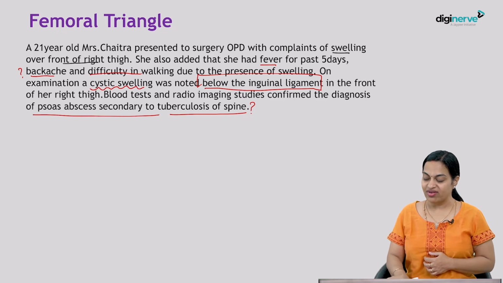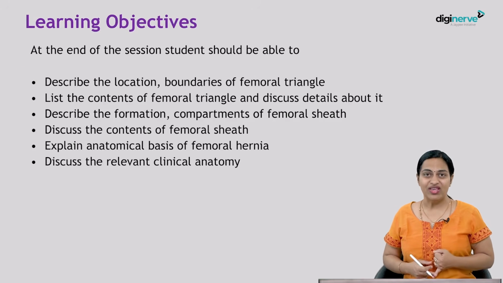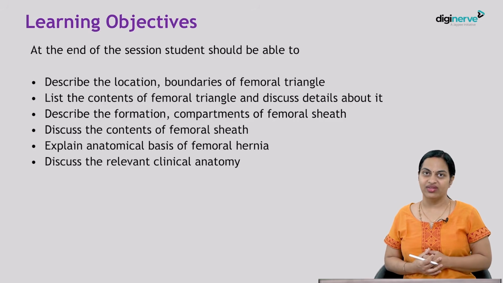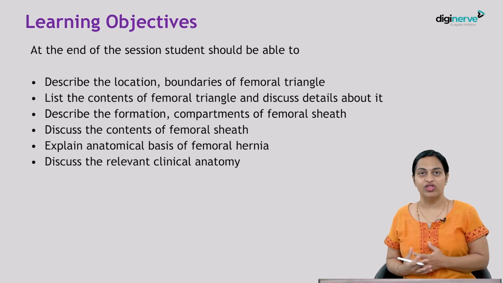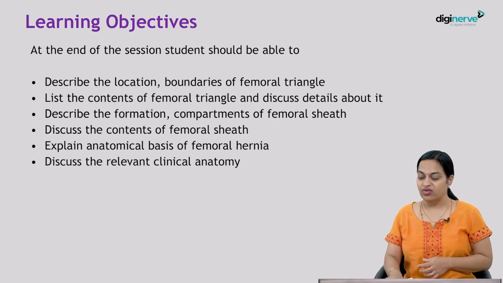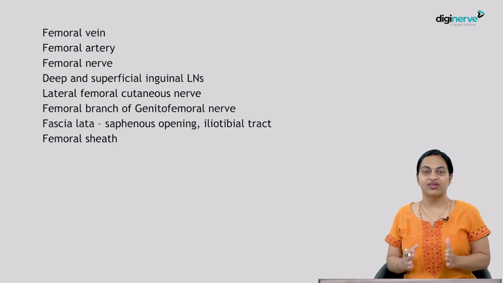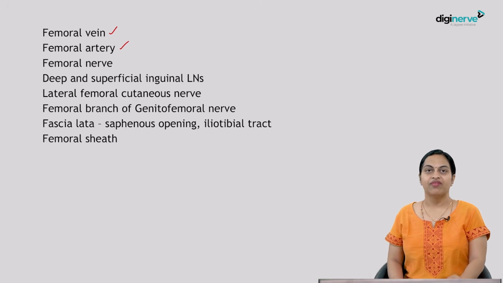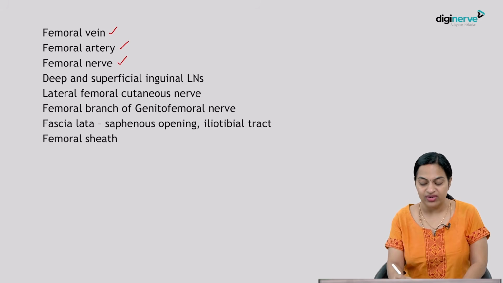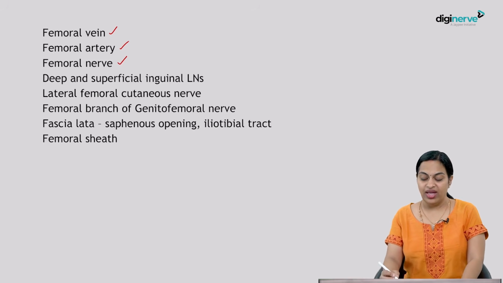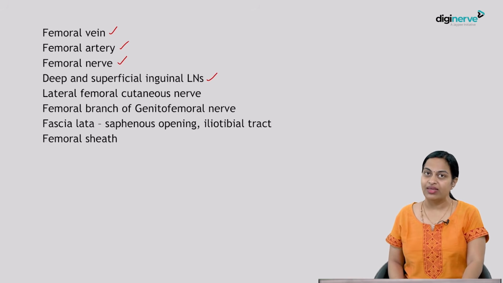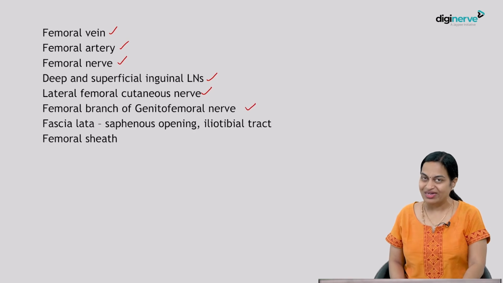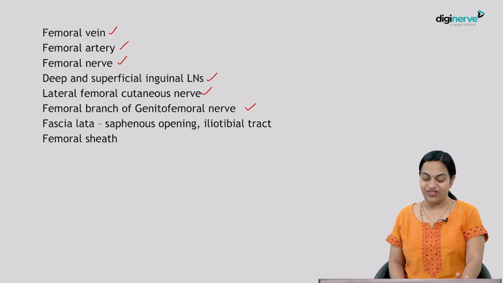Let's have a look into femoral triangle. The boundaries of the femoral triangle, where is it located? What are the contents of the femoral triangle? And also in detail about the femoral sheath, its compartments and contents, okay? So all these structures related to femoral triangle, we'll be having, yes, a quick revision, okay? Femoral vein, femoral artery, femoral nerve, each can be a short note to you. And then the inguinal lymph nodes also clinically important. The lateral femoral cutaneous nerve and the femoral branch of genitofemoral nerve, they are also related to this femoral triangle.